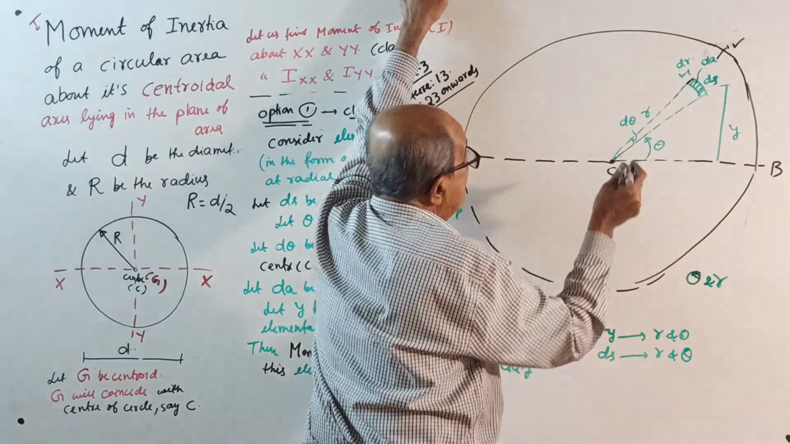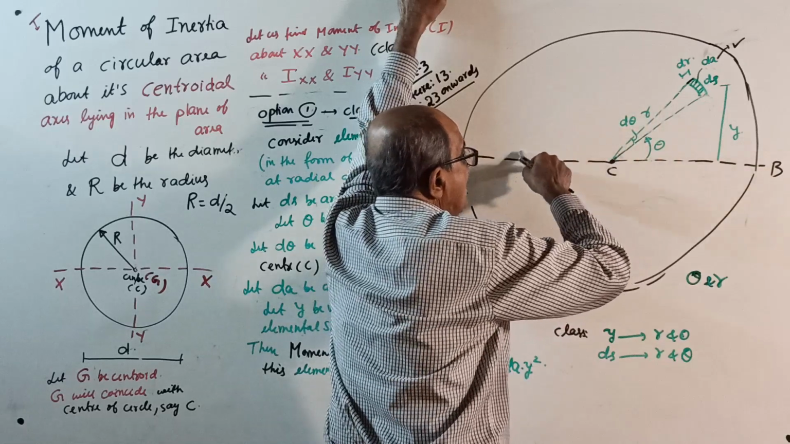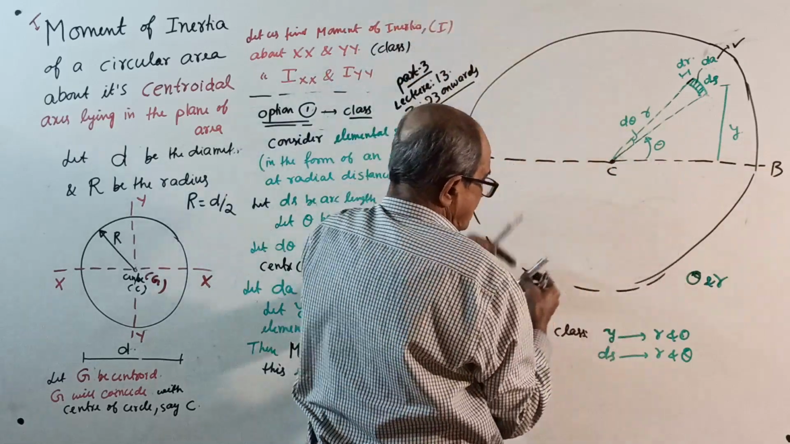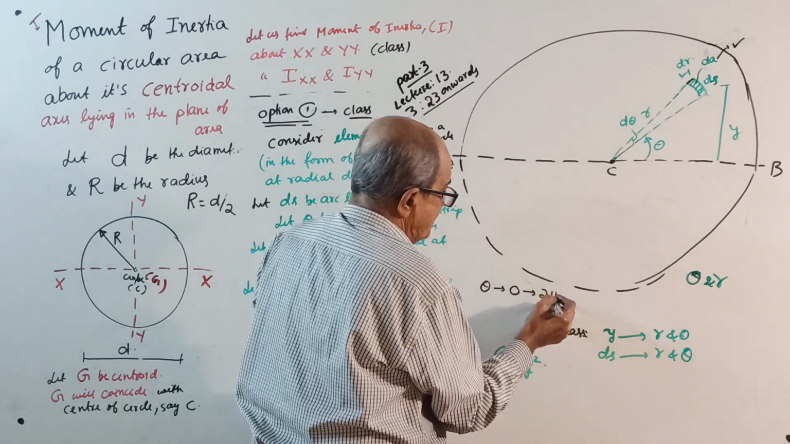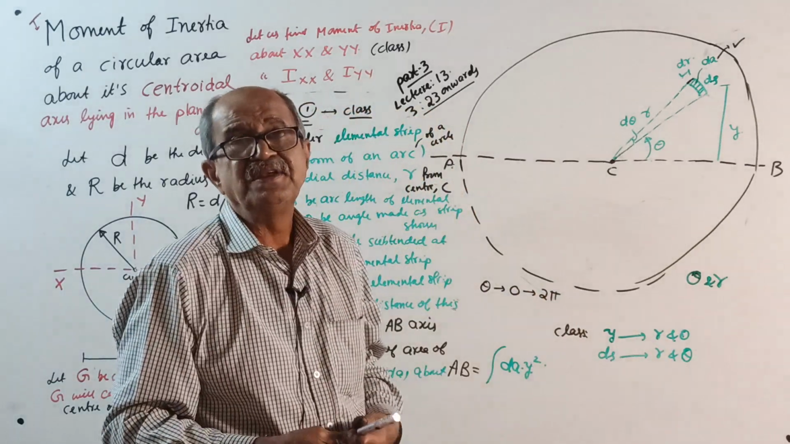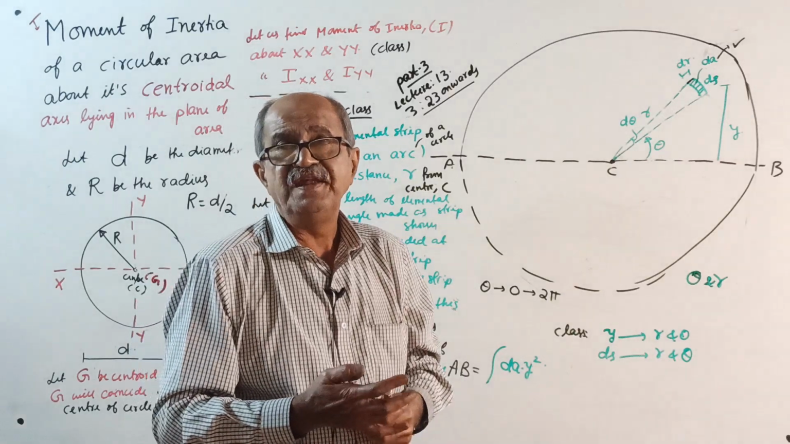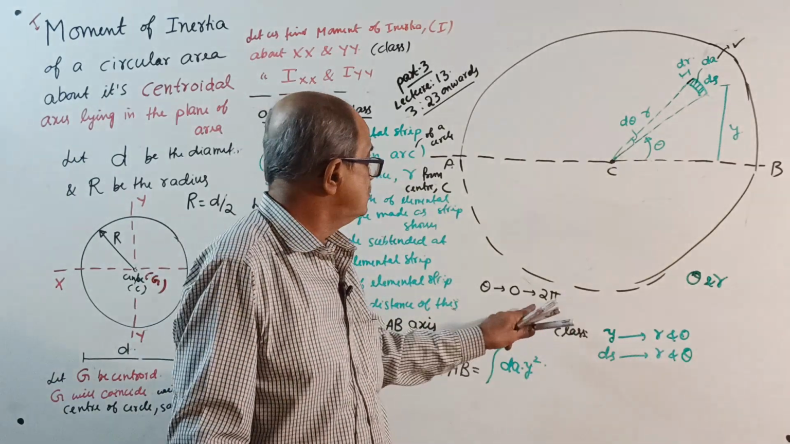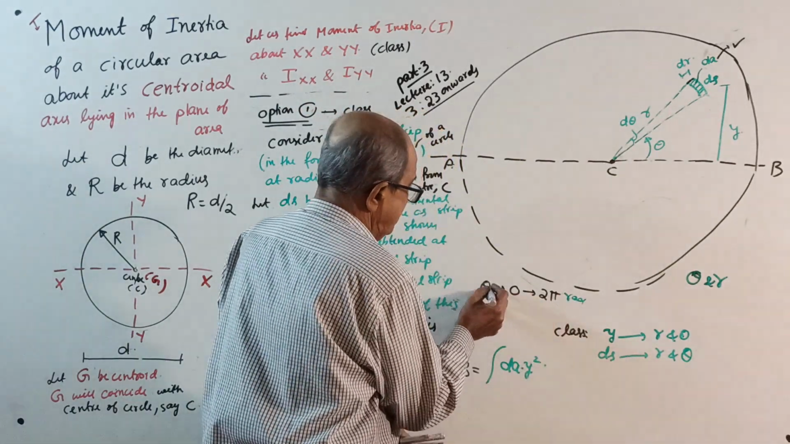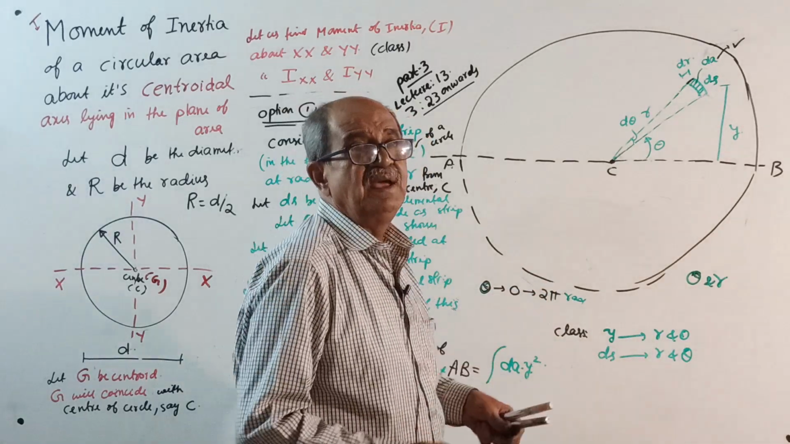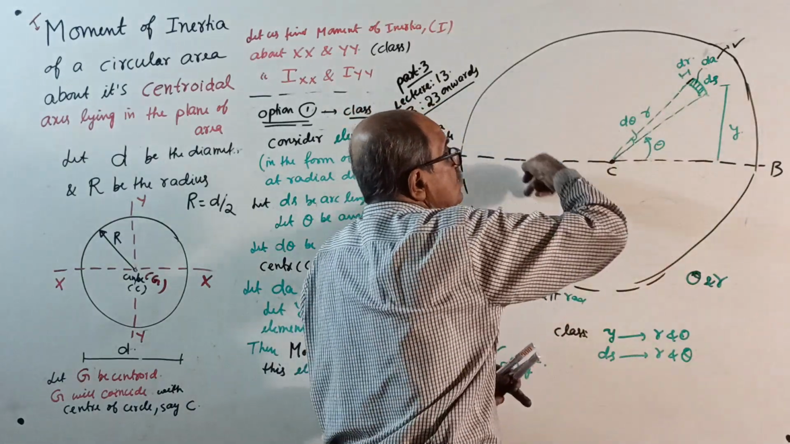See correctly now. If you take a full circle, your theta will vary from 0 to 2 pi radians, because remember, whenever you do integration or differentiation, or when you use arc length ds equal to r d theta, it is a rule that theta should be in radians. Degree is not allowed. 2 pi radians. That is the variation for theta.